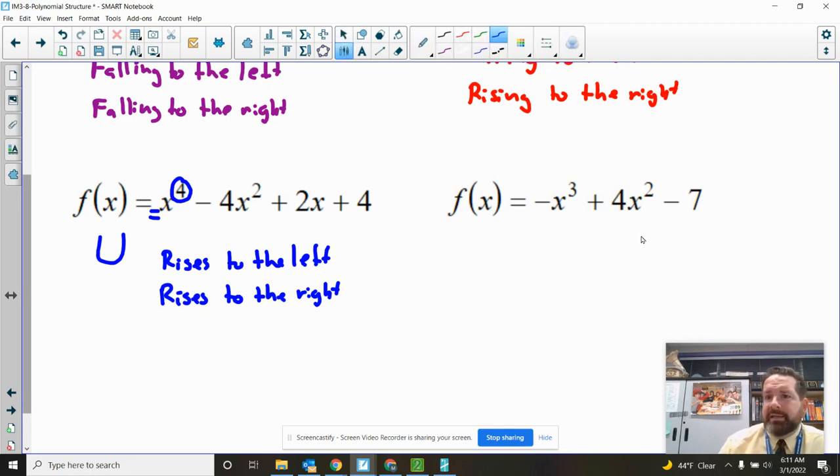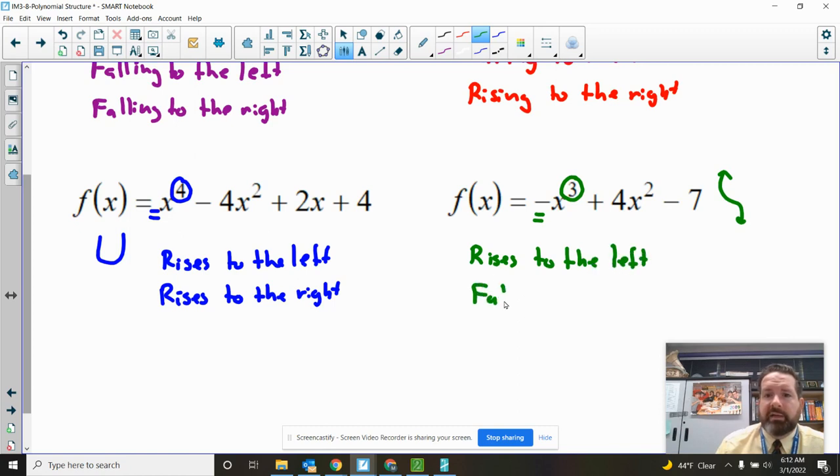Okay, and now lastly, check my exponents. There's the highest one, that's odd, so my end behaviors are going to be different, one up and one down. And because this is a negative leading coefficient, it's going to look like that. Okay, so this graph rises to the left or rising, and falling or falls to the right. And that, my friends, is how you describe end behaviors.